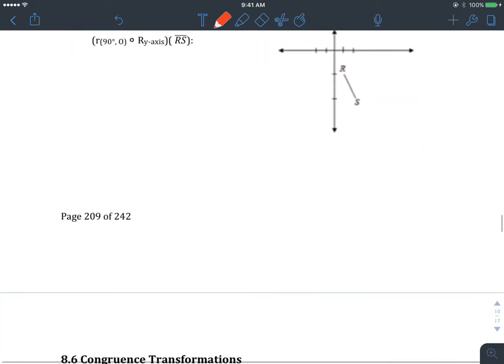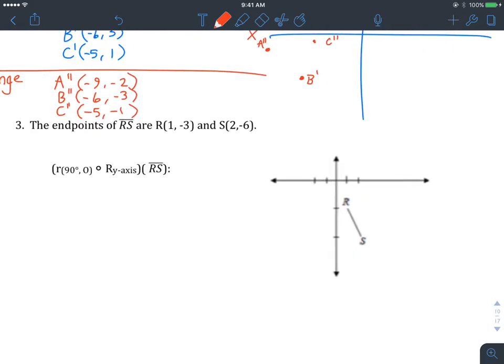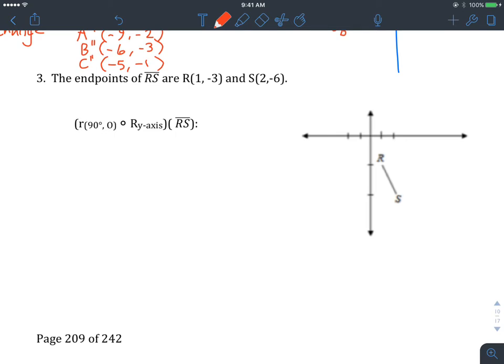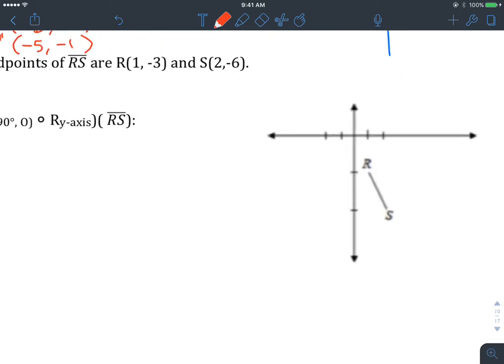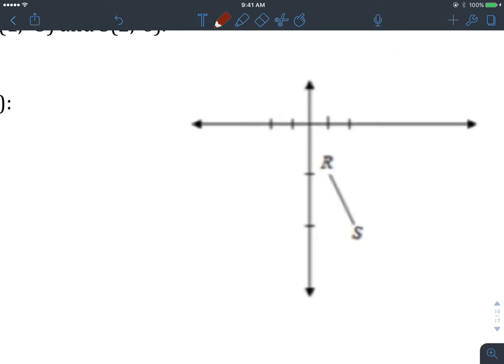So I think we got a couple more here. I think it's just this one. So the endpoints of RS is 1 comma -3 and then 2 comma -6. So I guess they kind of gave us a sketch. I think they're missing a few ticks. I think I remember that from yesterday.